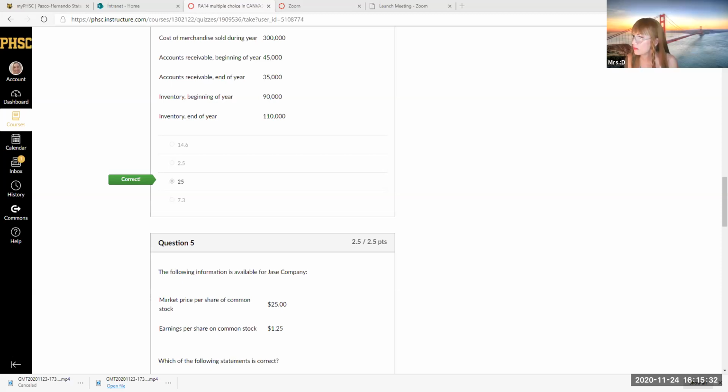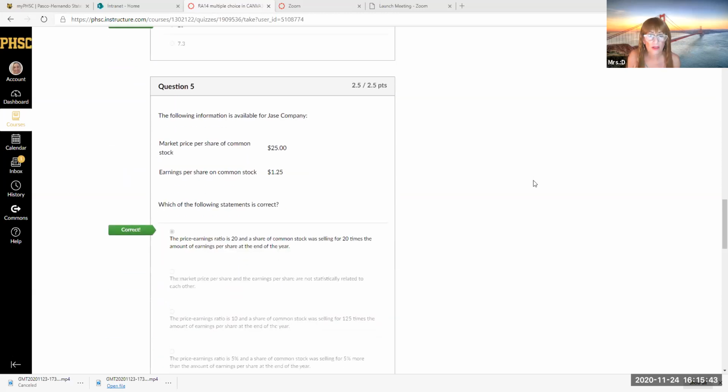Does that make sense to you? Yep, I gotcha. So the earnings are much less than what you paid for it, but that's still great. I'd love to have a share of stock that's doing that well. That's not bad. So the price earnings is 20, and a share of common was selling for 20 times the amount of earnings.